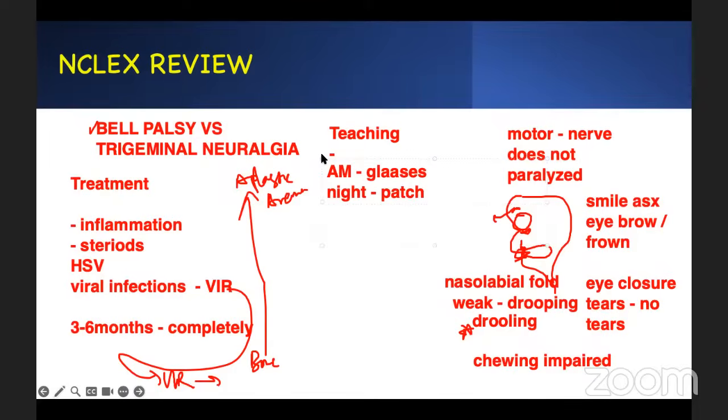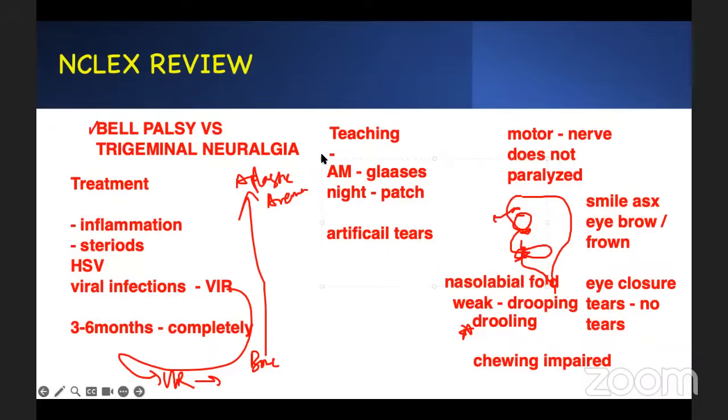We talk about tears. They cannot make tears, right? So what do we do? Artificial tears, to lubricate your eyes, right? So that's something you also tell them to do as much as possible.